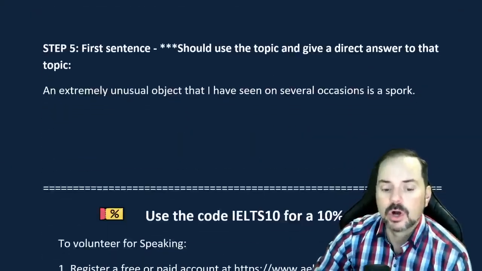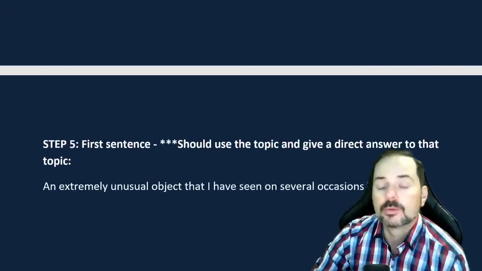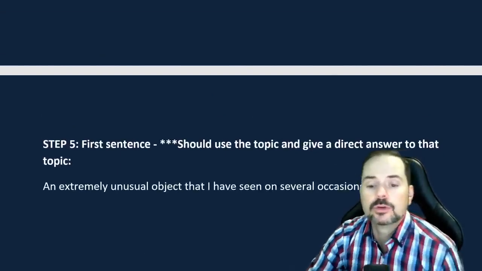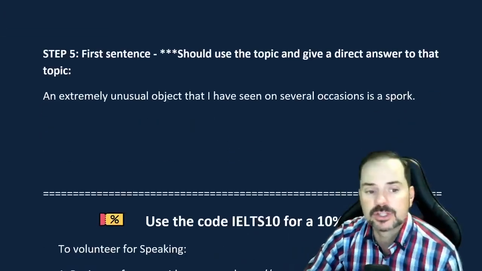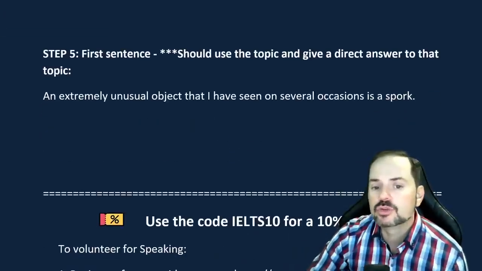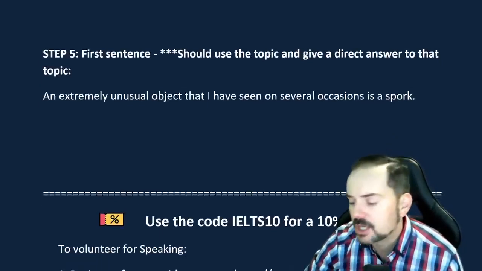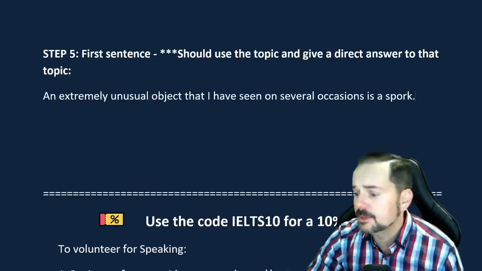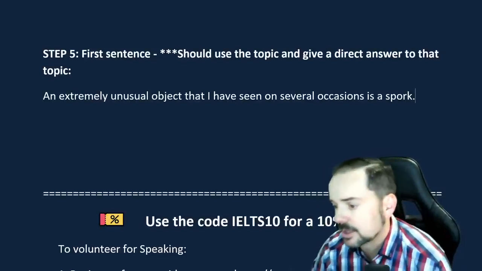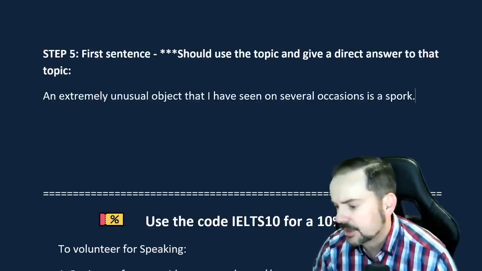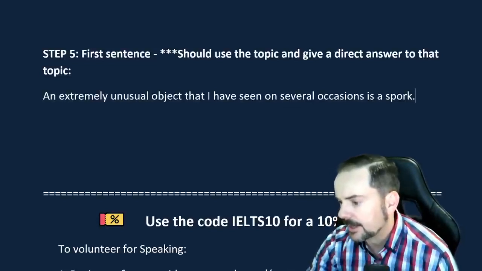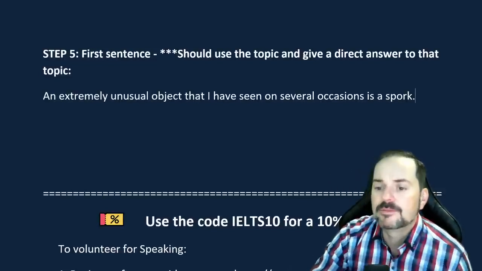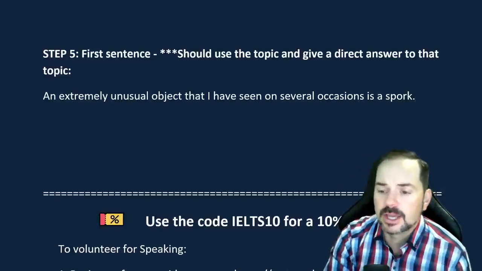Okay, so let's get back to what we're doing, and you'll notice that it's really easy to continue part 2 when you know the exact structure of what you're saying. So here we go. An extremely unusual object that I have seen on several occasions is a spork. Okay, let's describe the appearance before we talk about where it comes from, how much it costs. I already saw somebody say that it costs like $7. Maybe that was Amra. Before we do that, let's describe what it looks like.